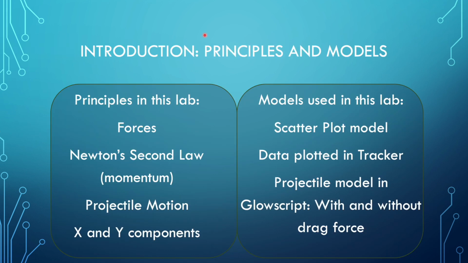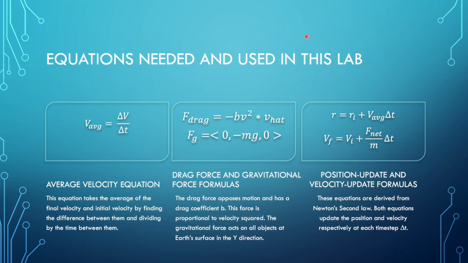For our introduction, continued, we have our principles of forces, Newton's second law, projectile motion, and then using X and Y components, unlike in Lab 1, where it was just in one direction. Then we have models used in this lab. We have the scatter plot model in Excel, our data plot in Tracker, and then our two models in GlowScript, which are with and without the drag force.